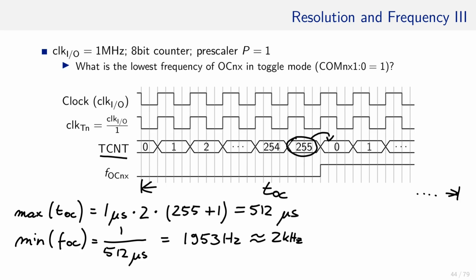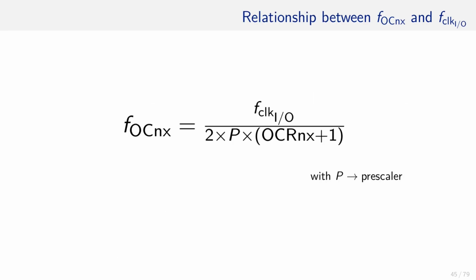Obviously, with higher prescalers or larger counters, even lower frequencies are possible. So the relationship between the frequency of clock I/O and the frequency of the pin can be expressed as the fraction of the I/O clock divided by 2 into the prescaler into the value of OCRnX plus 1.